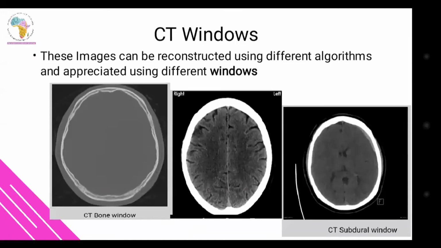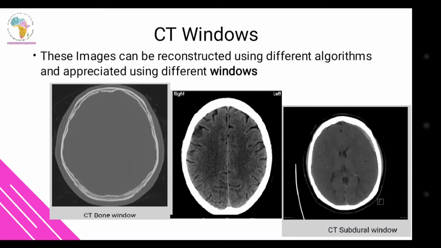Now we are going into windows. A window, simply said, is a way to make a particular structure of the brain very much appreciated. For example, you want to assess a patient in whom you are suspecting a fracture. You will not ask for a brain window. You instead ask for a CT bone window, because with a CT bone window, the skull is well appreciated compared to the other windows.